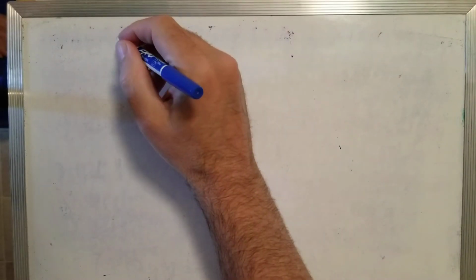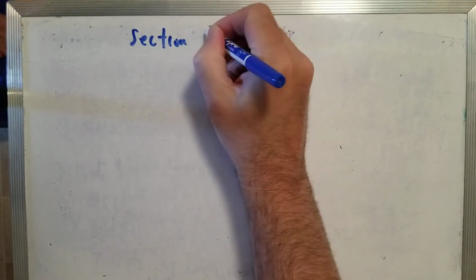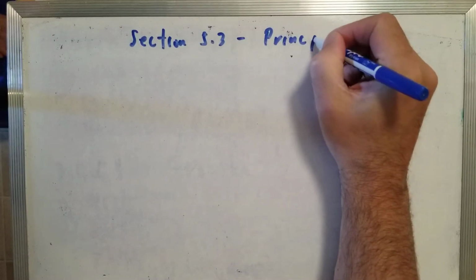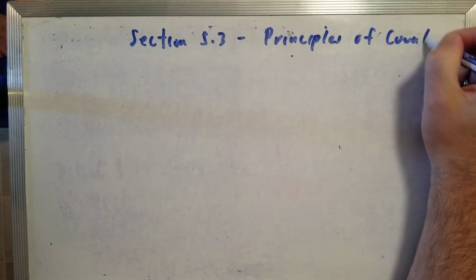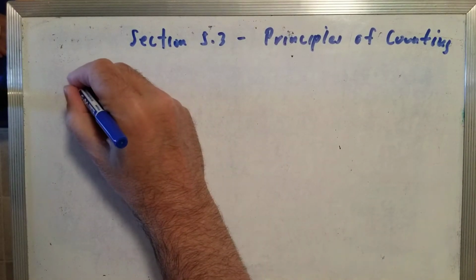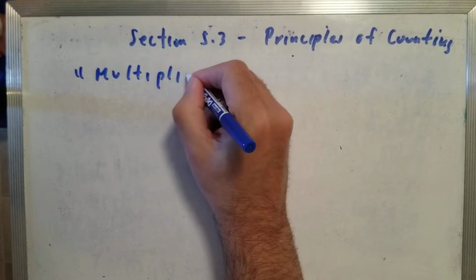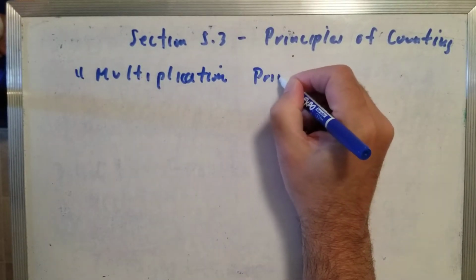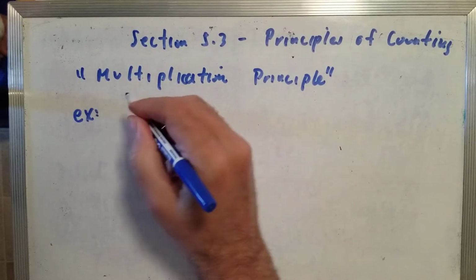Okay, I'm going to do a few examples from the homework on section 5.3, which is called Principles of Counting. And the first thing I want to do is an example using what's called the multiplication principle. So I'm going to go into an example.